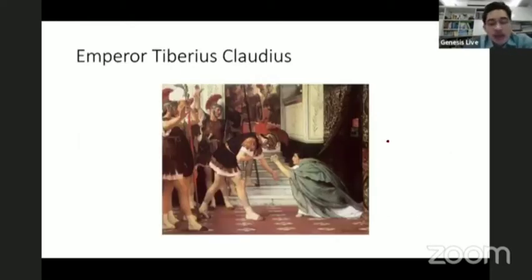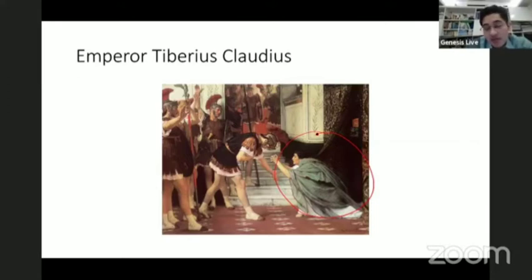Actually, this particular thing I wanted to talk to you about is where this term claudication came from. It probably came from the Roman emperor Tiberius Claudius. Now you can see the emperor here is on his knees. The emperor wasn't able to walk properly. He used to limp, and from that, this term claudication came. Claudication means I limp.